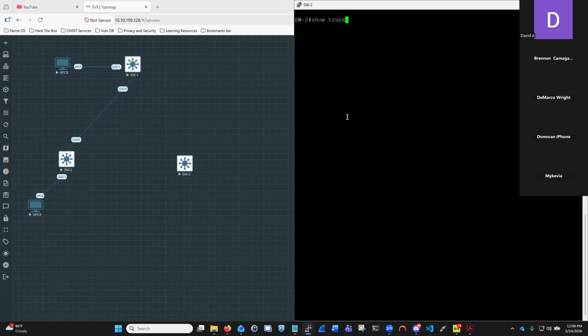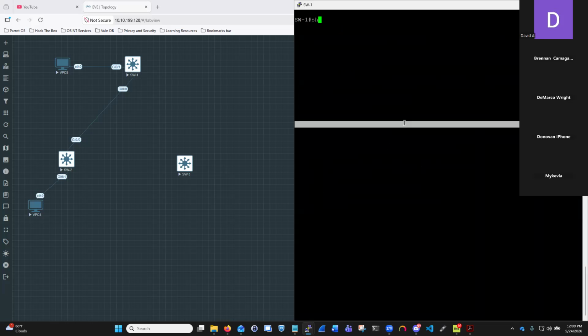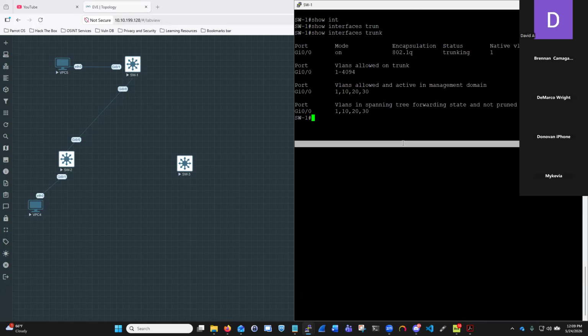So trunk, right? Show interface trunk. There we go. Awesome. Our trunk is working. We're not getting that native VLAN mismatch anymore. So we're good to go.